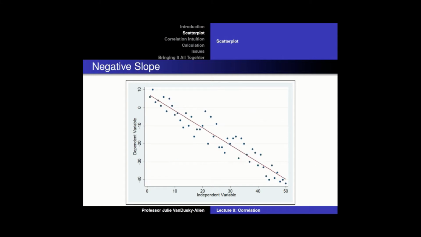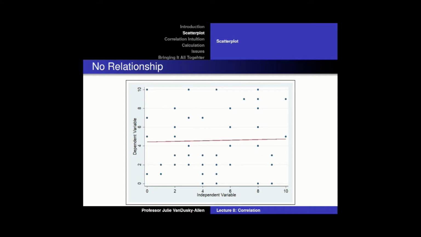Here is a scatter plot that demonstrates a negative relationship between the independent and dependent variables. I drew a line through the middle of all these dots. The slope of the line is negative, indicating that as the independent variable increases, the dependent variable decreases. Here is a scatter plot that demonstrates a neutral or no relationship between the independent and dependent variables. I drew a line through the middle of all of these dots. The slope of the line is very close to zero, indicating that as the independent variable increases, the dependent variable does not change.